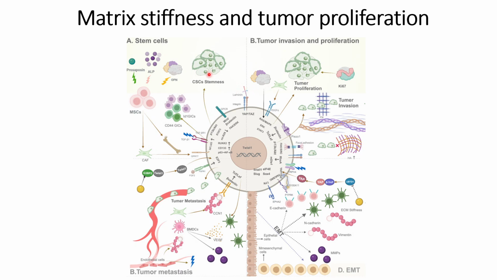In this video we will discuss matrix stiffness and tumor proliferation. So basically we will discuss stiffness and proliferation from 4 different aspects. First one is about the stem cells.